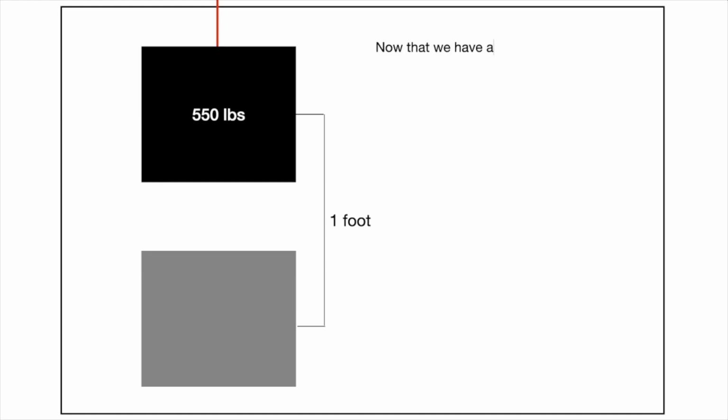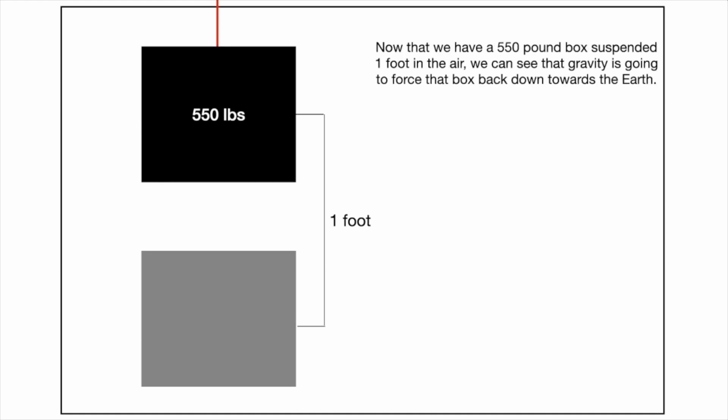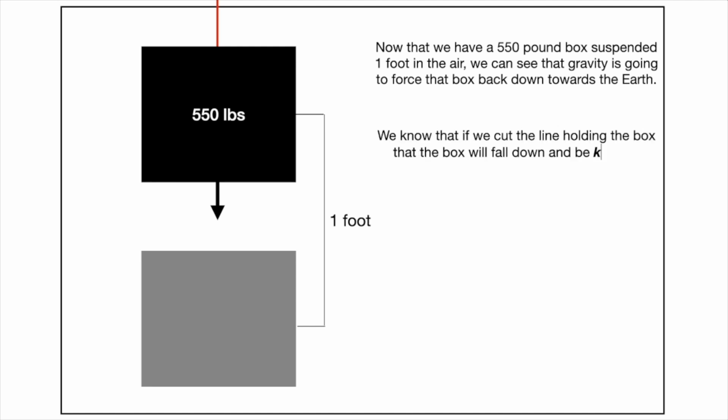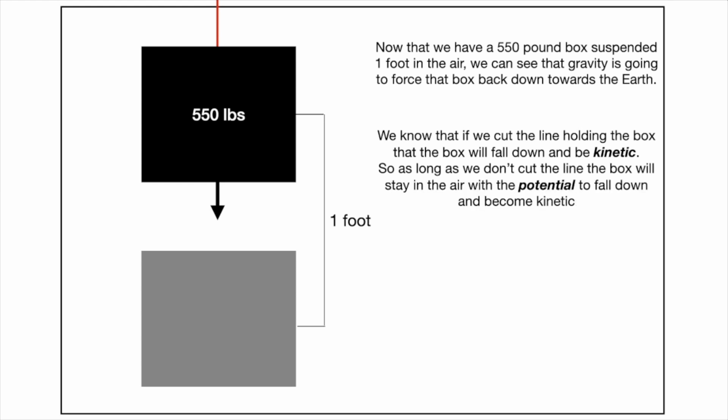Now that we have a 550-pound box suspended 1 foot in the air, we can see that gravity is going to force that box back down towards the earth. We know that if we cut the line holding the box, that box will fall down and be kinetic. So as long as we don't cut the line, the box will stay in the air with the potential to fall down and become kinetic.